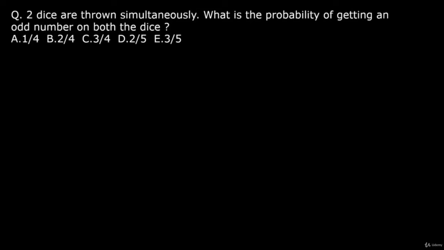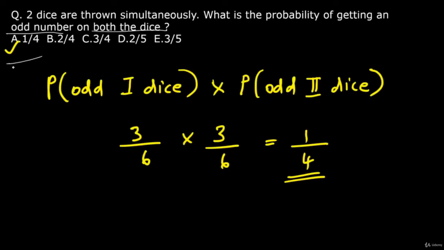Let's read the next question. 2 dice are thrown simultaneously. What is the probability of getting an odd number on both the dice? Alright, what's the answer to this question? The correct answer is option A, that's 1 by 4, right?